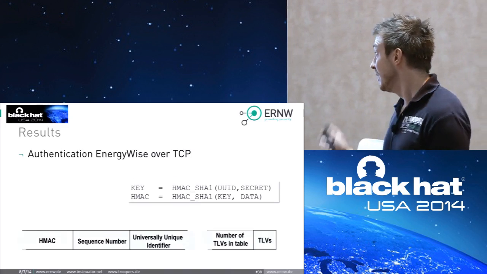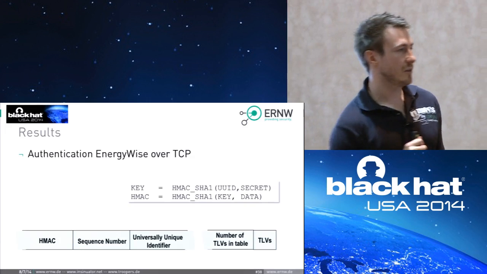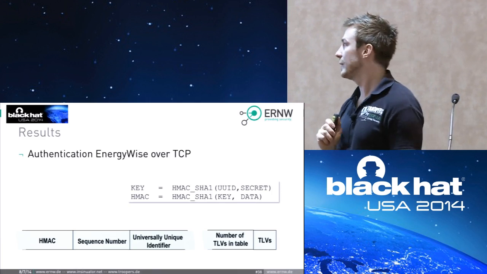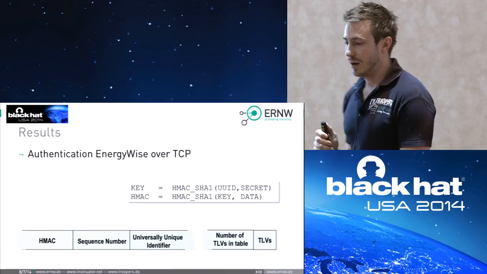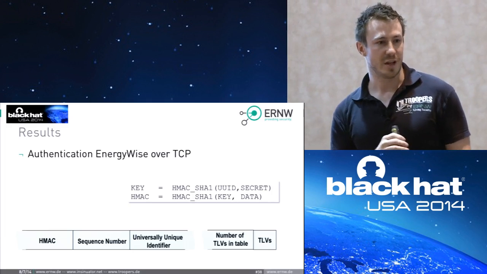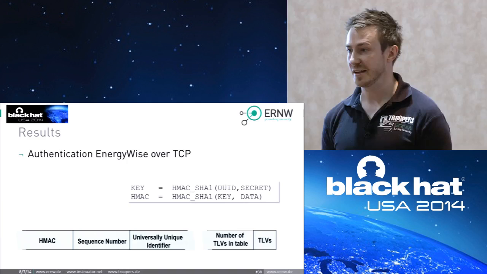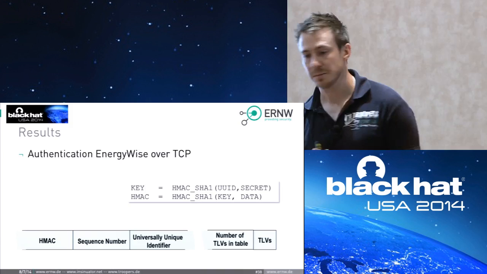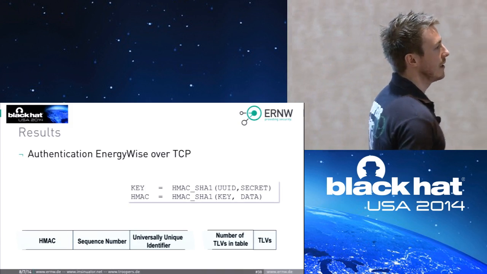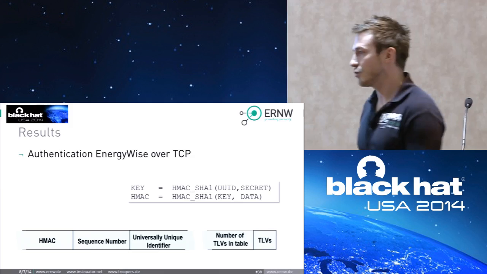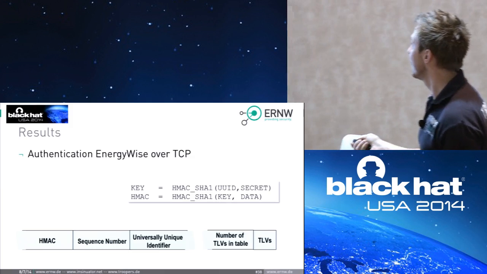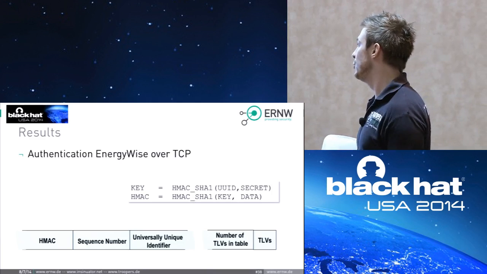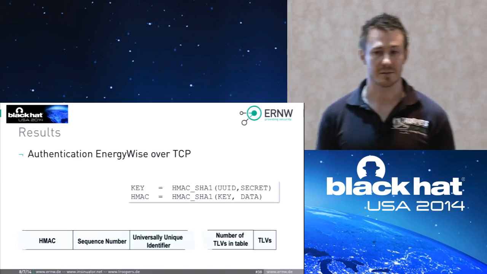So now that I already talked about the shared secret stuff and the HMAC, we will show you how the HMAC is calculated. Luckily, Cisco provides a small demo application which is called EnergyWise Test App.exe, and out of that we could extract the algorithm that was used to calculate the HMAC. So the HMAC is calculated based on the shared secret and, in case of TCP, the UUID that is sent in the packet.